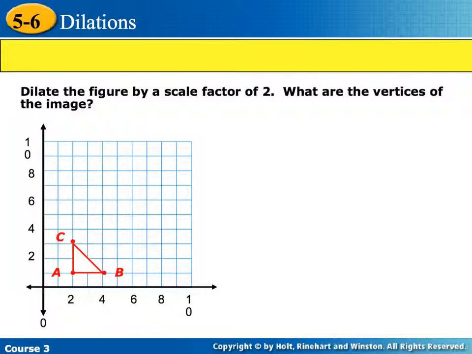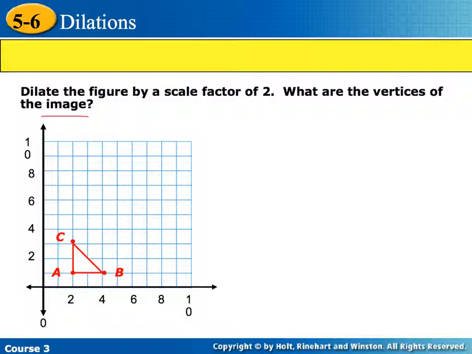Now we're given this. It says dilate the figure by a scale factor of 2. What are the vertices of the image? Remember when I talked about pre-image and image? Was the image my first triangle or my second triangle? It's my second triangle, what happens after the scale factor. Notice here, I don't have my coordinates. So guess what I have to do first? Find my coordinates. Then I can dilate my figure with a scale factor of 2 and find the vertices of my image.